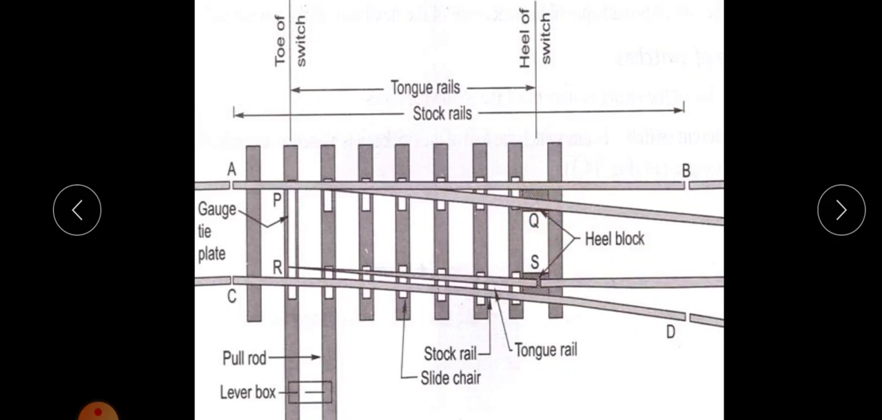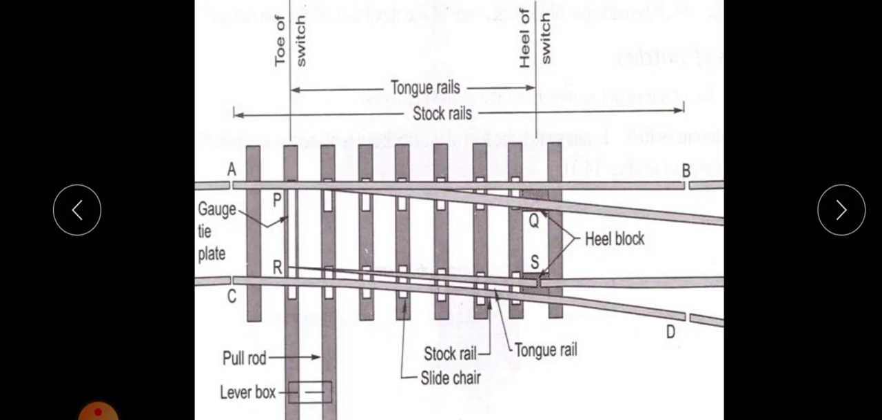Okay, so a pair of heel blocks hold the heel of the tongue rail. This is the heel of the tongue rail and this is the toe of the tongue rail, that is, the tapered part is the toe and this is the heel. So the pair of heel blocks holds the heel of the tongue rail at the standard clearance from the stock rail. For that we are providing heel blocks.